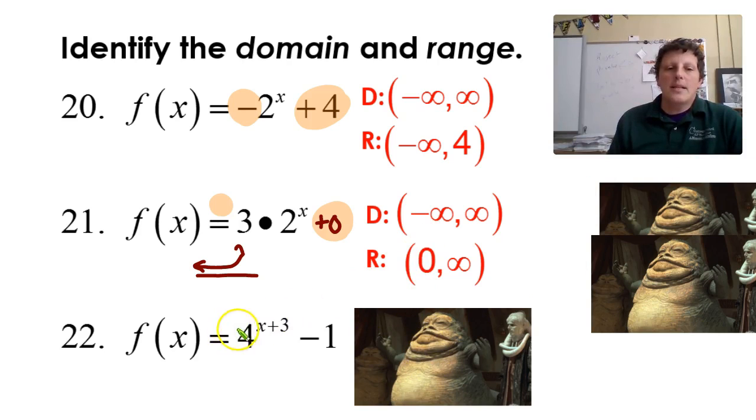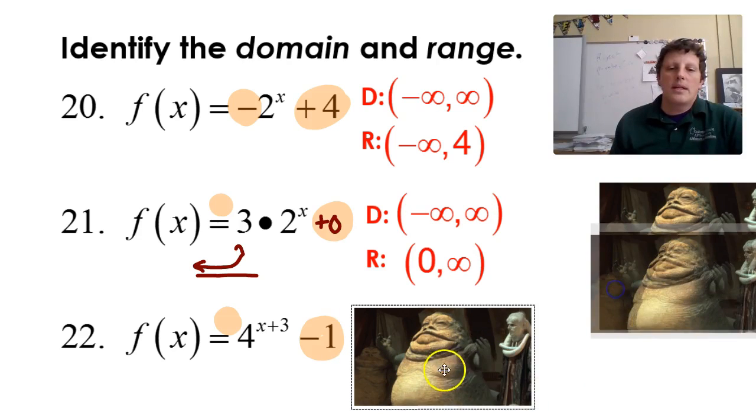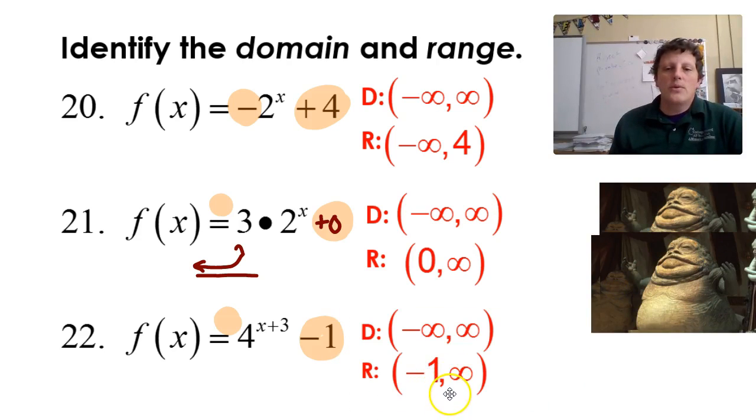In our next example, we have a positive, so it's above the asymptote. And what asymptote is it above? -1. So we're going to say that the domain is always from negative infinity to positive infinity, but the range is going to be from -1 to infinity. Again, as you're getting used to this, feel free to graph the function and see what it looks like. See if it's above the asymptote or below the asymptote.